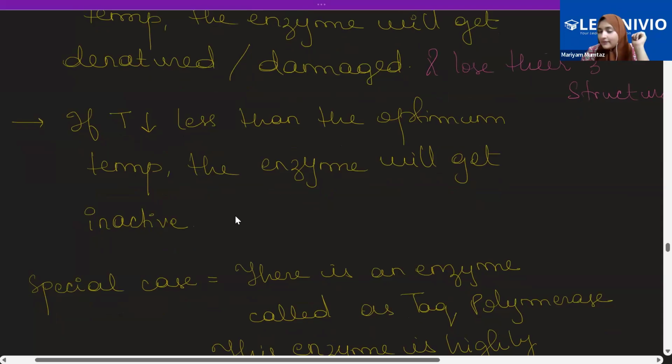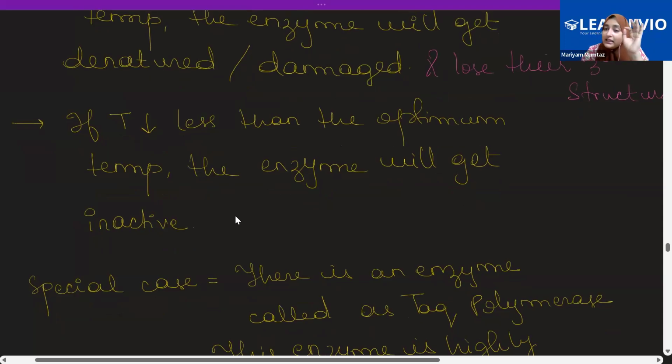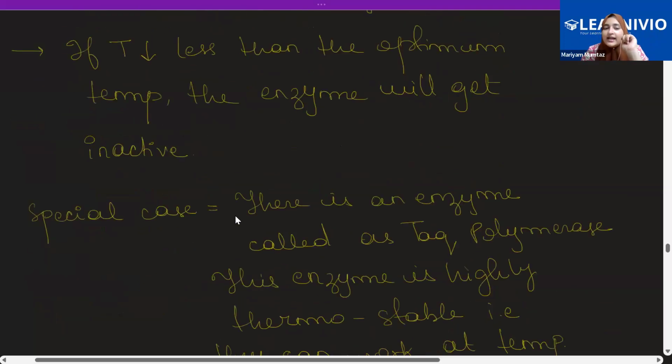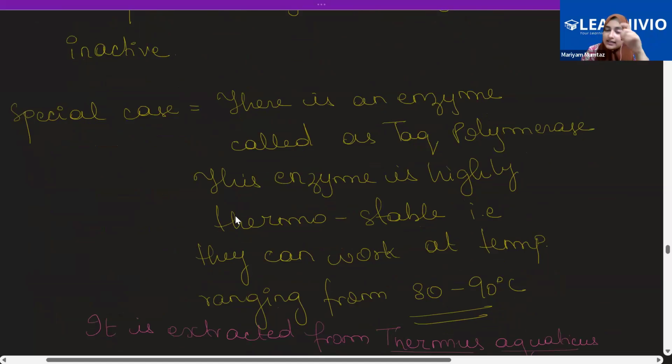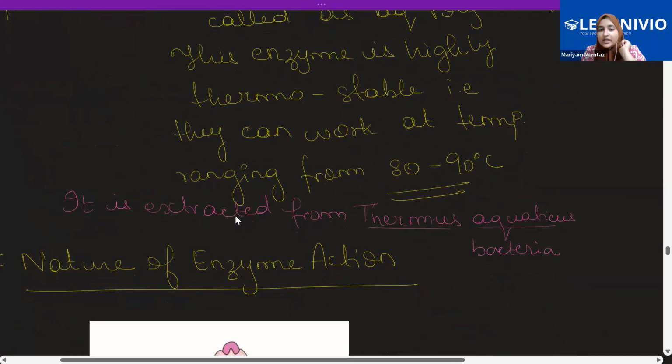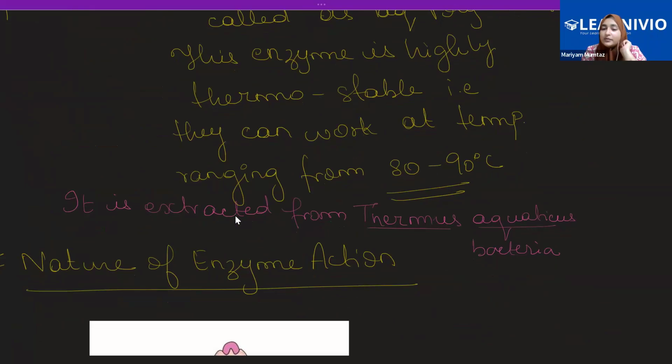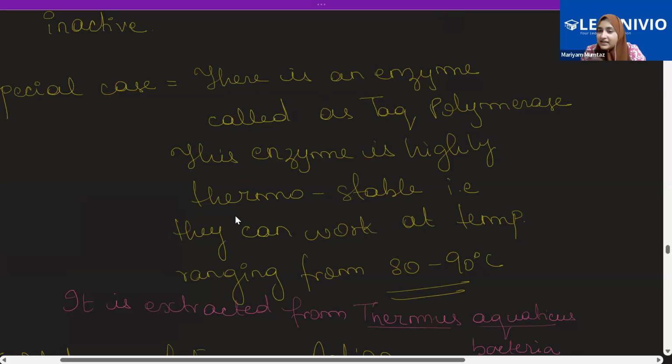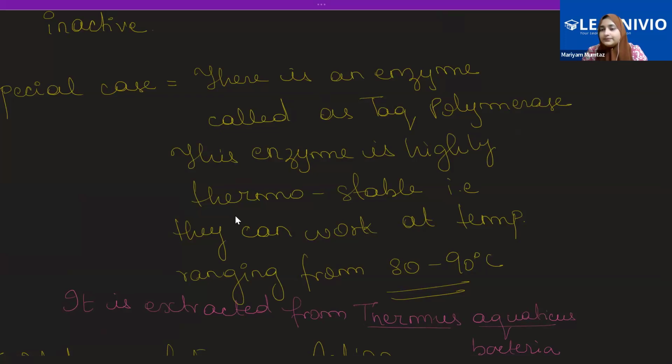But one exception is there. There is one enzyme that can even work at 90 degrees Celsius. Imagine, that's the special case. There is an enzyme called Taq polymerase. This enzyme works from 80 to 90 degrees Celsius. It is extracted from the bacteria called Thermus aquaticus. So in the word Taq, the T stands for Thermus and AQ stands for aquaticus. Clear to everyone?